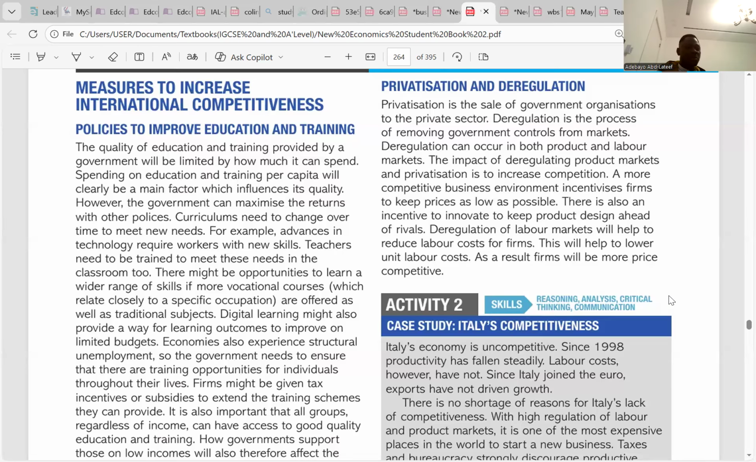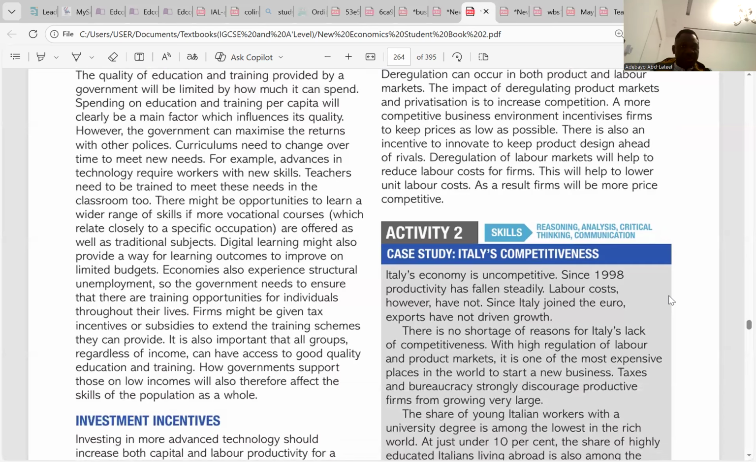Digital learning might also provide a way for learning outcomes to improve on limited budgets. Economies also experience structural unemployment. So the government needs to ensure that there are training opportunities for individuals throughout their lives. Firms might be given tax incentives or subsidies to extend the training schemes they can provide. It is also important that all groups, regardless of income, can have access to good quality education and training. How government support those on low incomes will also therefore affect the skills of the population as a whole.